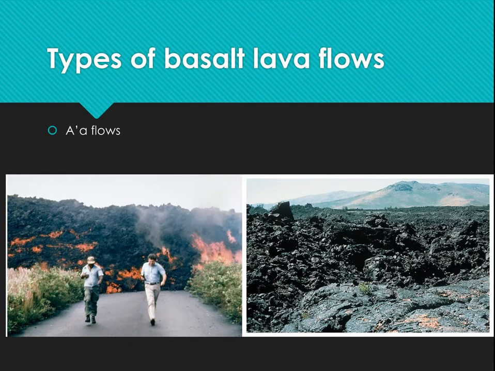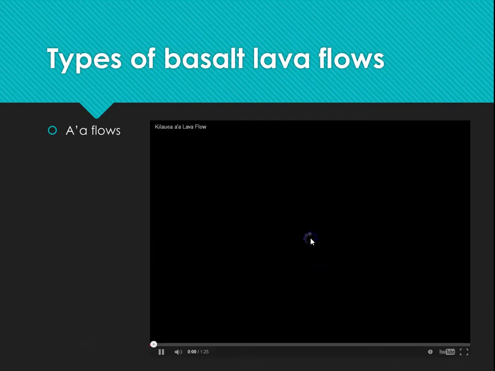Now those eruptions create lots of lava flows. So we get two varieties of basalt lava flows. First is called an A'a flow. It's a Hawaiian term. You can see it's blocky lava. So it looks like these big kind of chunks rolling against each other. Let's see, I think I've got a video here for you.